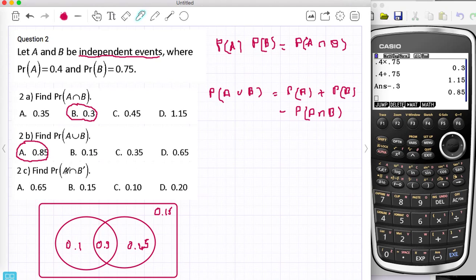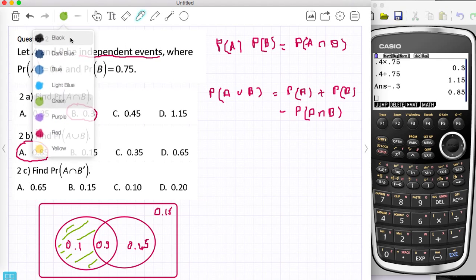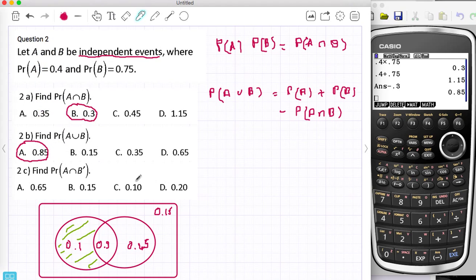Now, the probability of A intersection not B, this means that I'm in A at the same time I'm not in B. So what I actually want, I'm going to shade in green, I actually want this part here. Just A, but not the intersection. And with a Venn diagram, I can clearly see that that's 0.1. So that's the answer to C.